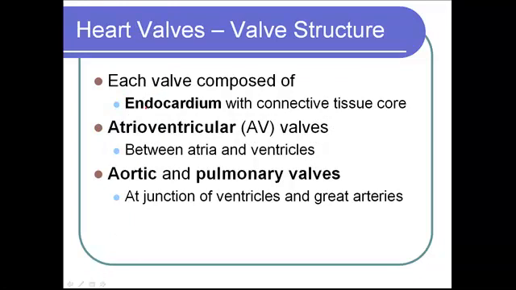The heart valves are composed of endocardium with a connective tissue core. The AV valves, that's the tricuspid and bicuspid, because AV means atrioventricular. Atrioventricular, that means it's between the atrium and the ventricle. Okay? The aortic and pulmonary valves are at the junctions of the ventricles and the great arteries. And these are all semilunar, so they have 3 cusps.